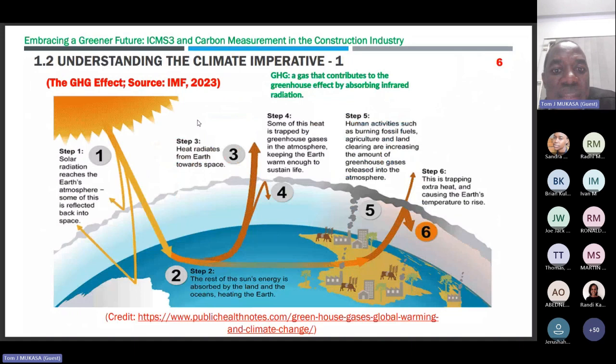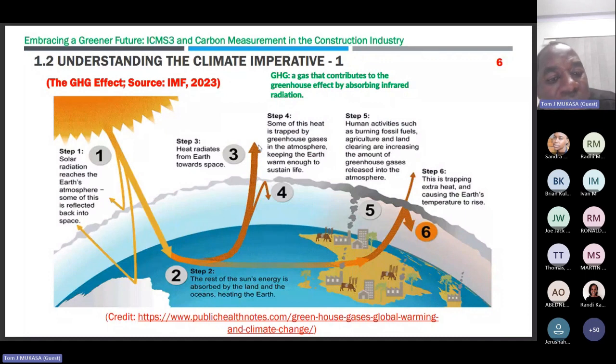So that is the background, but the scientists are telling us that the Earth is heating up. And why is it heating up? It is because of greenhouse gases. And what are these greenhouse gases? We all talk about carbon, but it's not only carbon. And how does this happen?